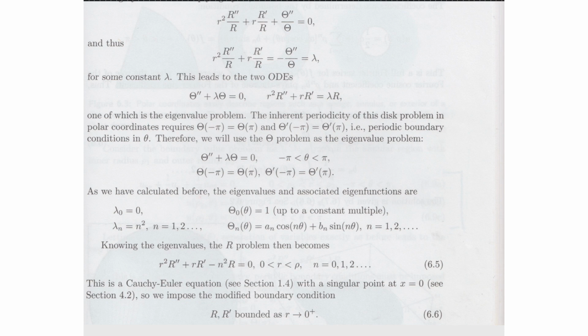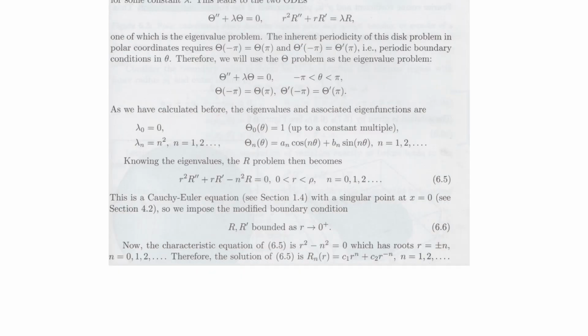Knowing the eigenvalues, the r problem then becomes, substituting lambda equals n squared, a Cauchy-Euler equation with a singular point at r equals 0. There's a typo in the book. Right below 6.5, it says x equals 0. It should be r equals 0. Consequently, we're going to require that our solution and its derivative be bounded as r approaches 0 through positive numbers.